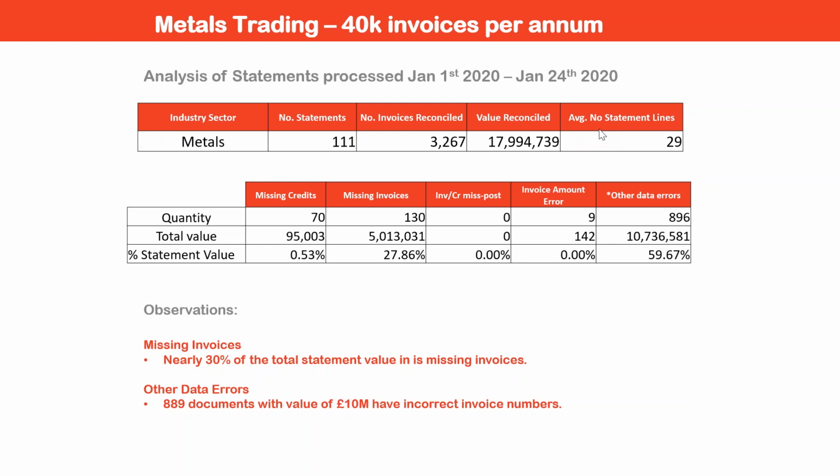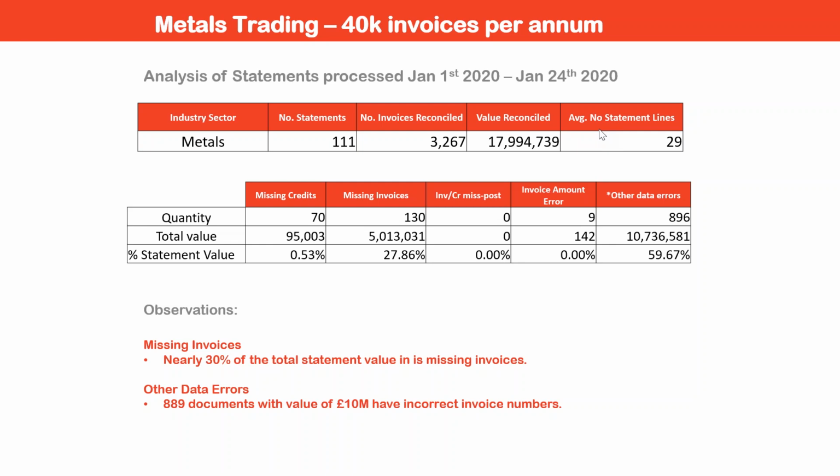My other observation on this one, where it says other data errors, is a mixture of invoice number, invoice date, and invoice currency. There are 896 invoices, out of the total of 3,267, valued at 10,736,000. So that's 60% of their statement value that month had data errors. And if you look at my observation at the bottom, 889, so all but 7, with a value of £10 million, had incorrect invoice numbers. That tells me they need to be more accurate when they're putting invoices on.